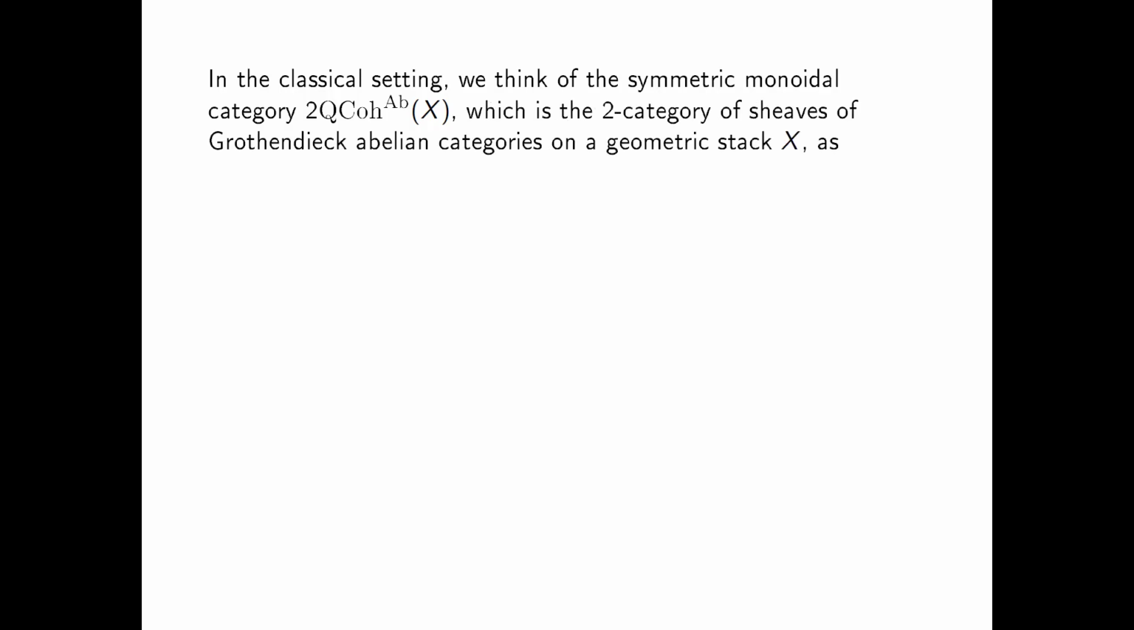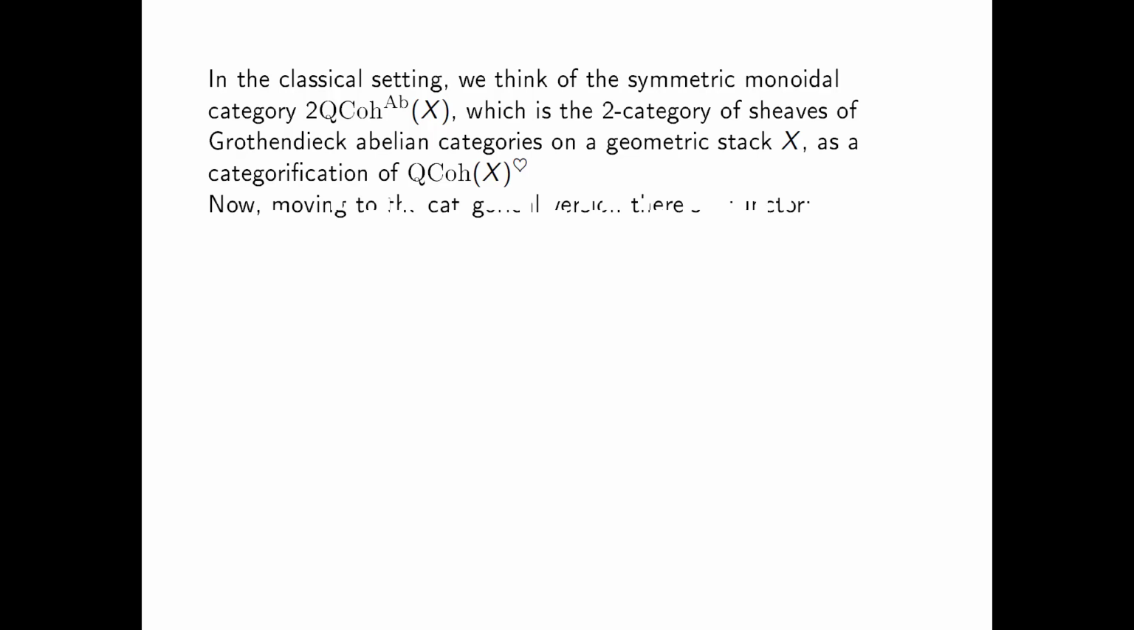So in the classical setting, we think of the symmetric monoidal 2-category, okay, I don't know how to call it, so 2QCoh^heart of X or whatever. This is the 2-category of sheaves of Grothendieck abelian categories on a geometric stack X, as a categorification of QCoh^heart. So this is the classical setting.